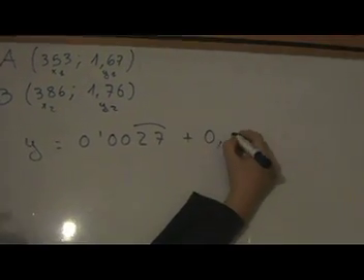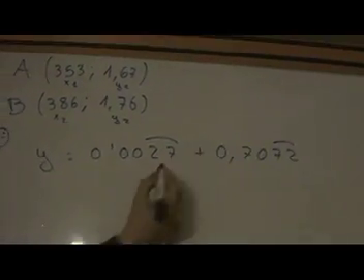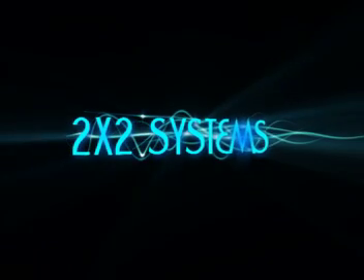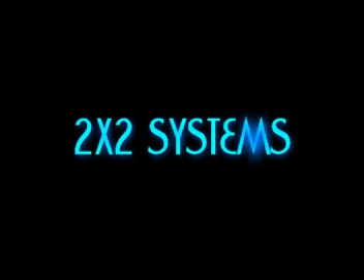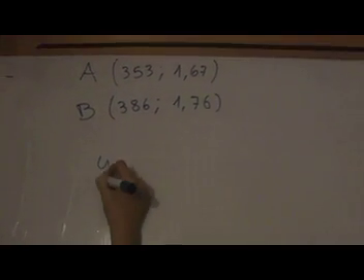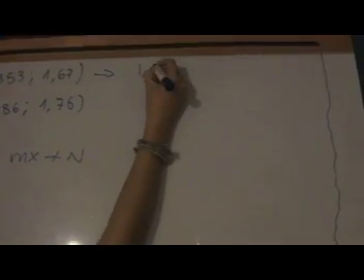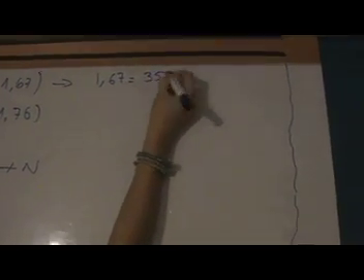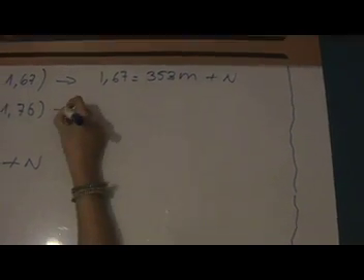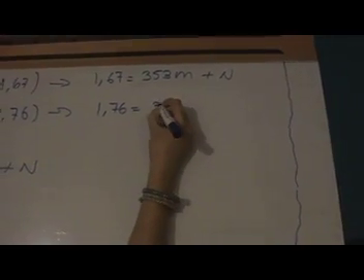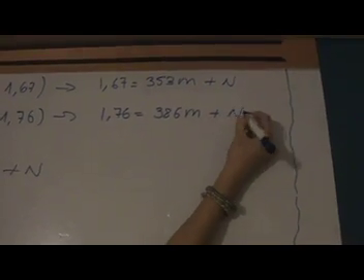The final formula is: we have to substitute in the formula y equals mx plus n, the x and the y by the numbers of the points A and B. So the formula is the following.